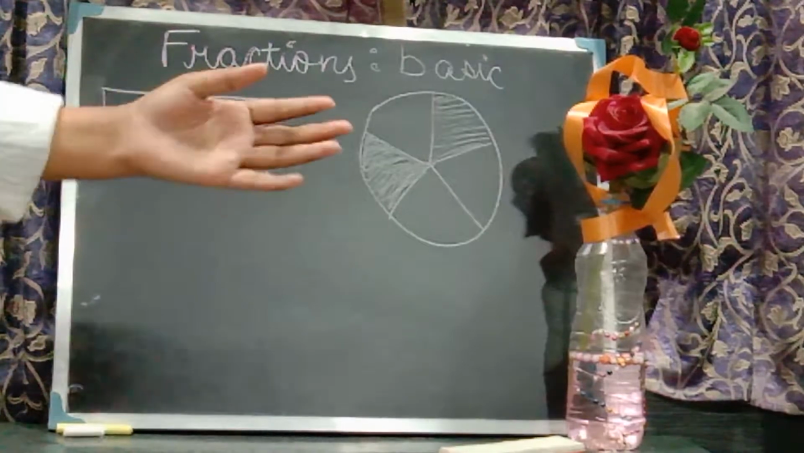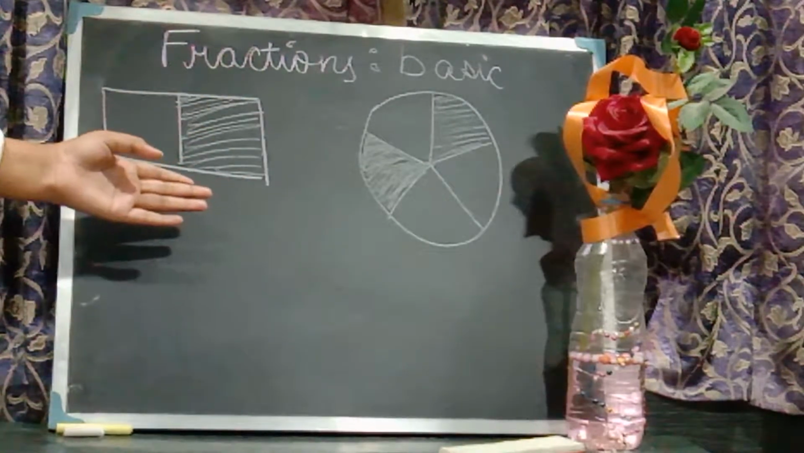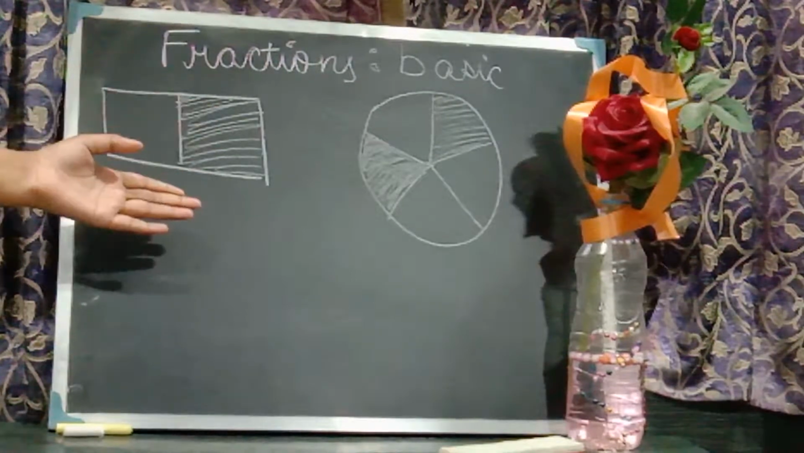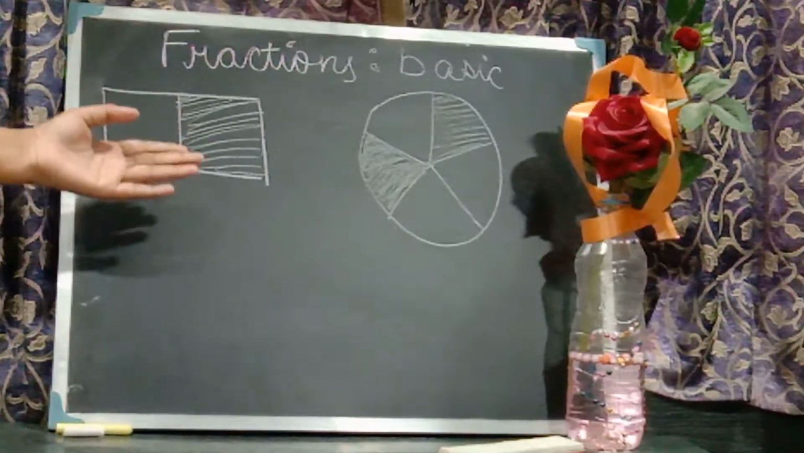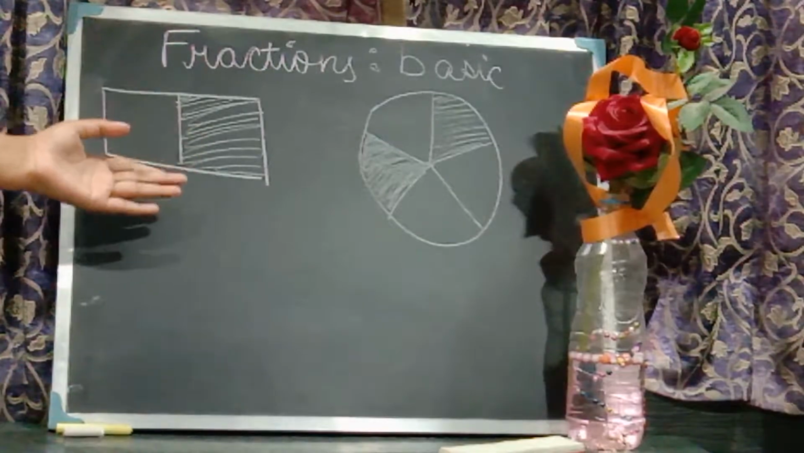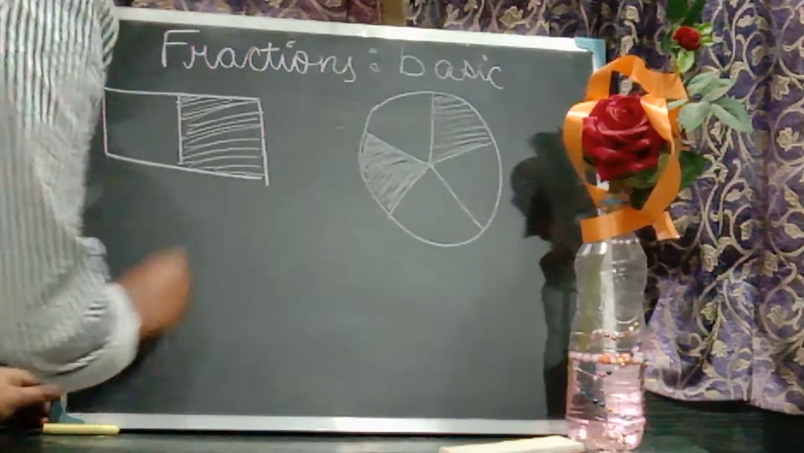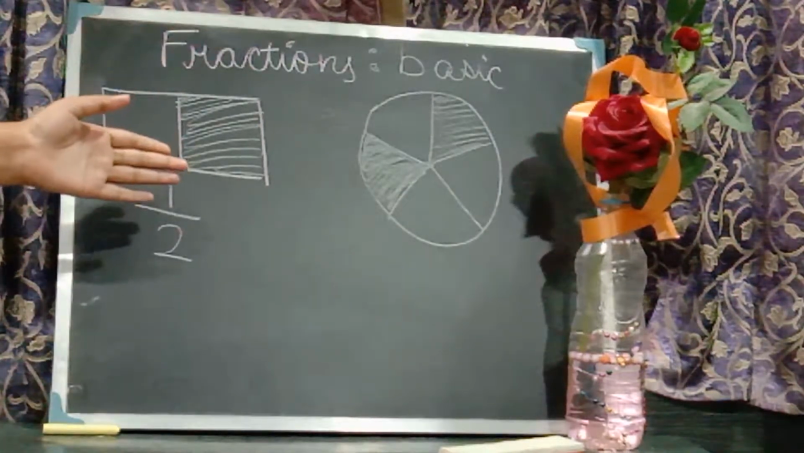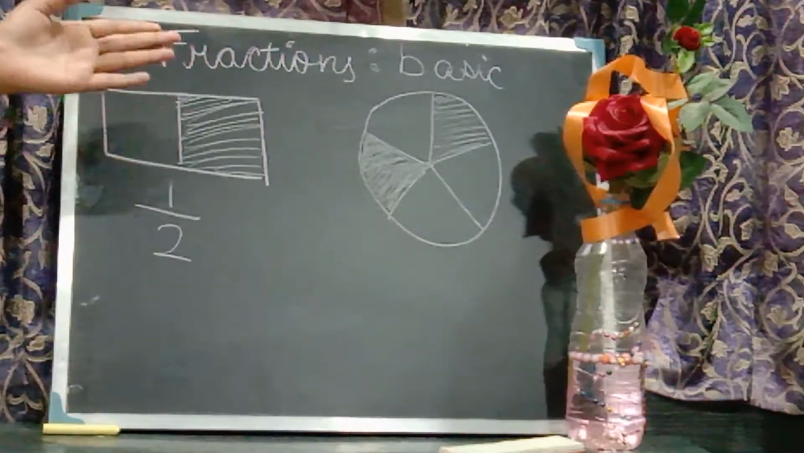In the adjoining figure, one part of two equal parts has been shaded. The shaded part is one half of the whole. It is represented by 1/2. So that means half of the whole.